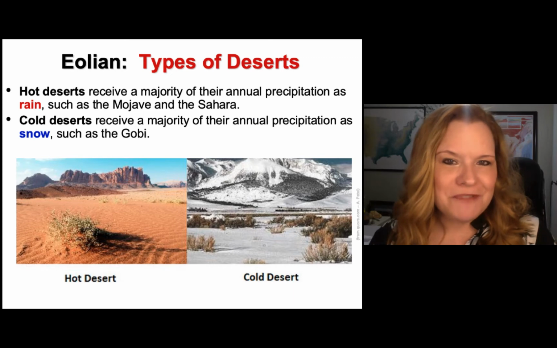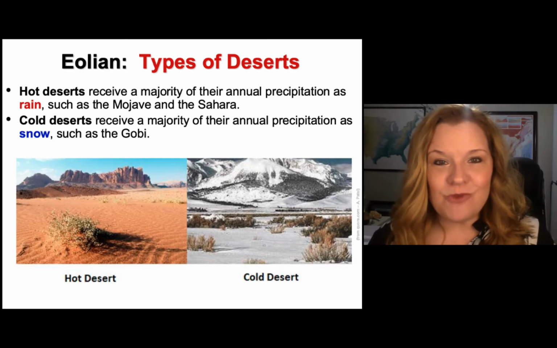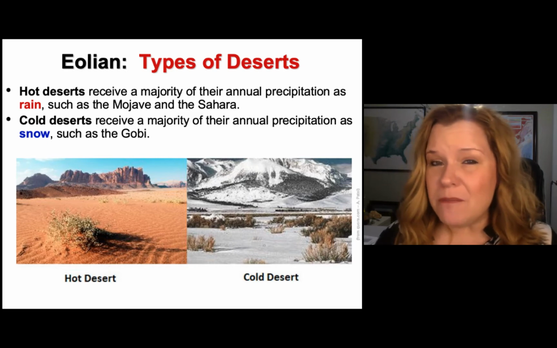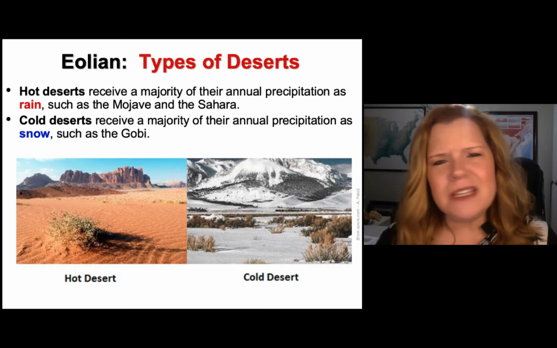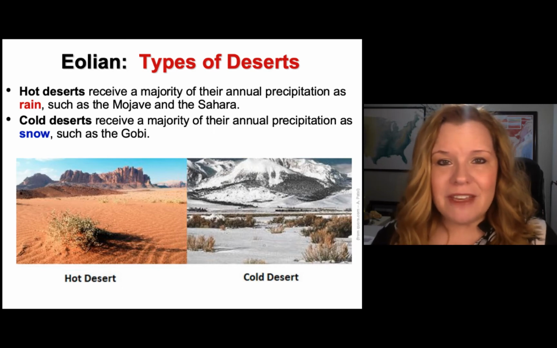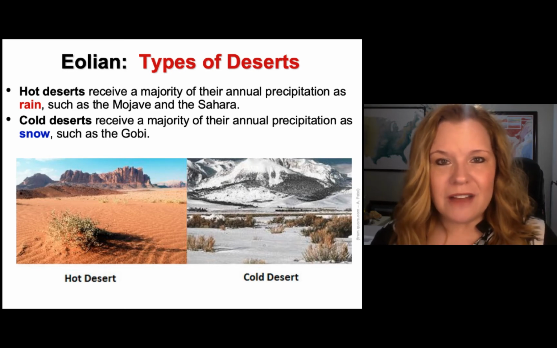There are two types of deserts. One is hot and one is cold. Of course, temperature plays a role in the qualifiers for being in either category, but the very most important element of what determines the type of desert is the majority of how that system gets its precipitation. So a hot desert, for example, the Mojave, the Chihuahuan Desert, the Sonoran Desert in the United States, all of these deserts are hot deserts. Places like the Sahara are for sure hot deserts. Australia's outback is a hot desert.